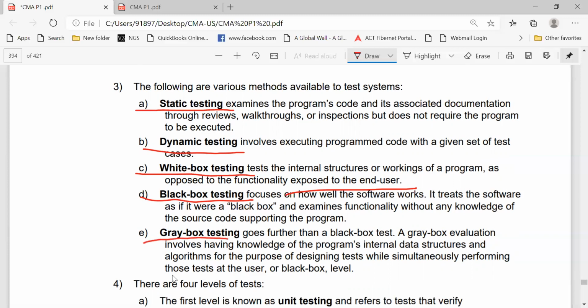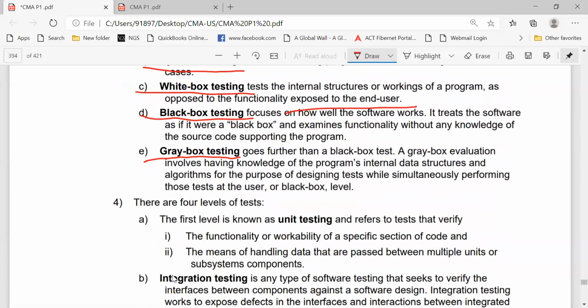Then comes gray box testing. Now what happens in gray box is you have the knowledge of the program and internal structures, and also the algorithms, you know it. Now what you do is you are keen to understand if there is any problem or a bug in it, so that you can catch hold of it and solve it soon.